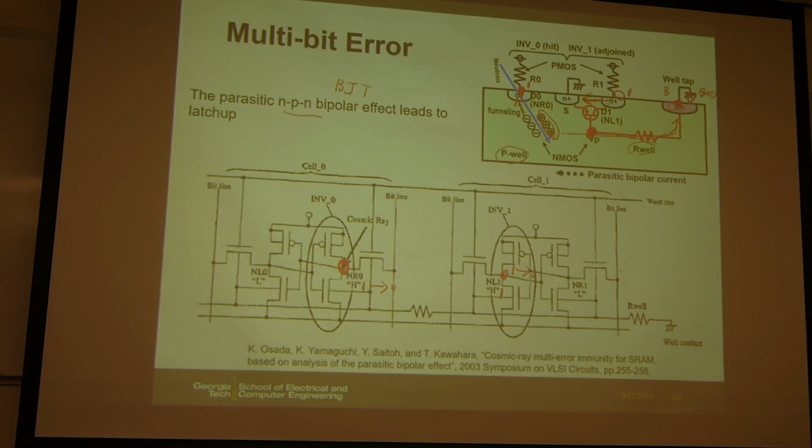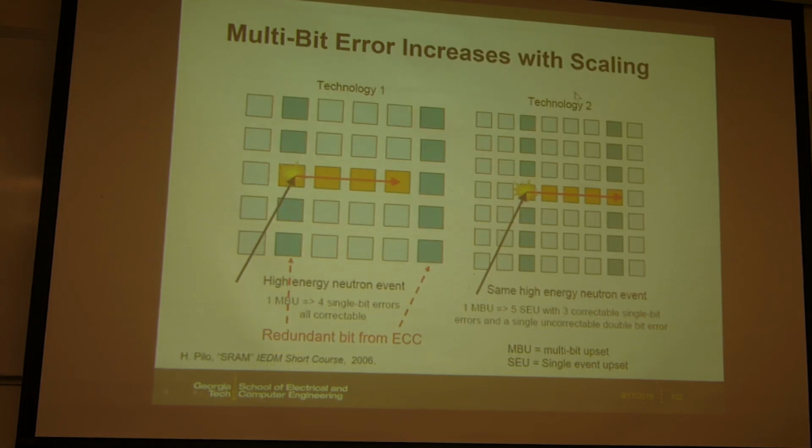Any questions? Okay, so then the multi-bit error may increase with scaling, simply because each cell is smaller, and that whole current may travel longer to go to the ground, and then you may cause multiple bits to flip.